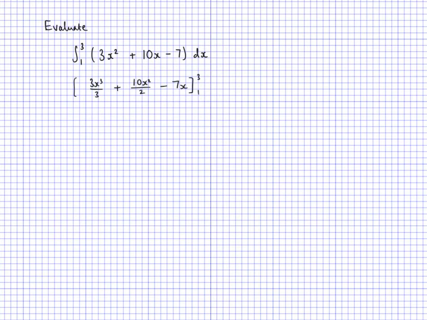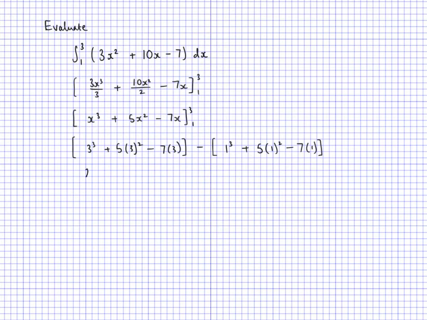But first, I'm going to simplify it. If I simplify it, I will get x cubed plus 5x squared, take away 7x, with 3 and 1 here. If I evaluate it at 3, I will get 3 cubed plus 5 times 3 squared, take away 7 times 3, and then if I subtract from that this evaluated at 1, I'll have 1 cubed plus 5 times 1 squared, take away 7 times 1. Now I'll calculate what's in these square brackets and then I'll subtract at the end.